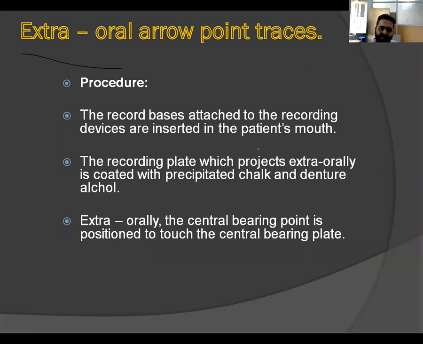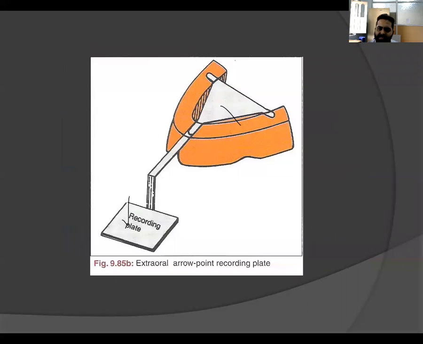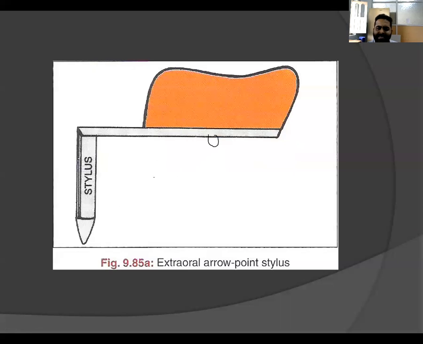Now come to the extraoral arrow point traces. Same thing, extraoral arrow point traces are present externally. But the intraoral arrow point tracing is more accurate when compared to the extraoral. In extraoral tracing, the central bearing point in the plate is different from your intraoral tracing. It is exactly opposite to the intraoral tracings.